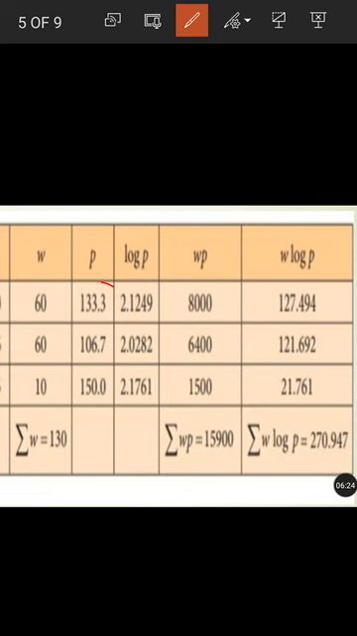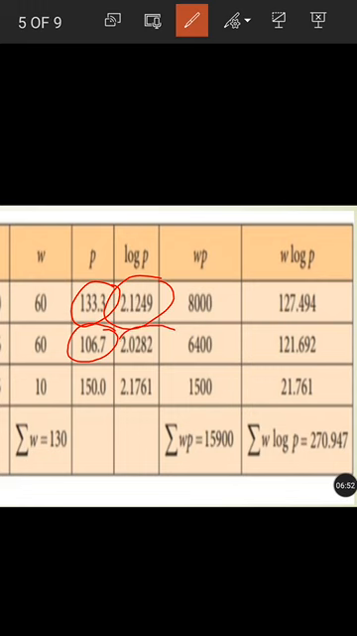That is 133.3. For this value we have to find out the log value. If you don't remember how to find the log values, you can go and see the video on geometric mean, which I taught you in the previous class. From that you will be able to learn the log values. That is 2.1249.